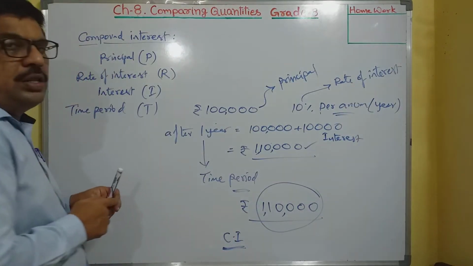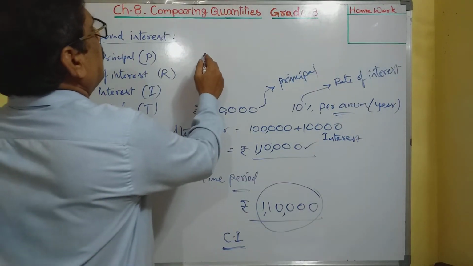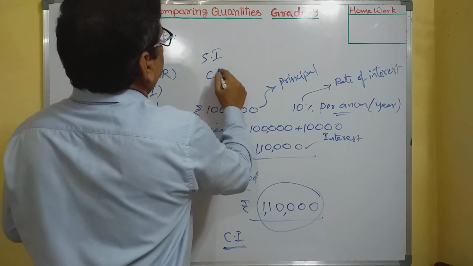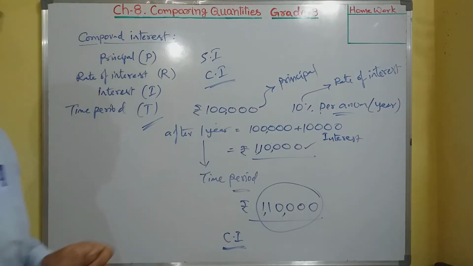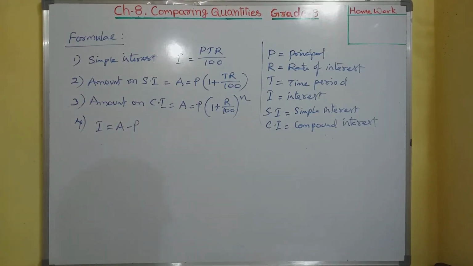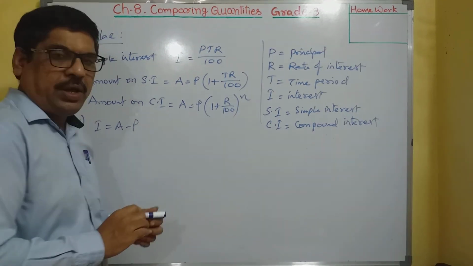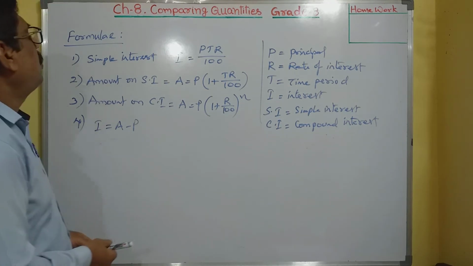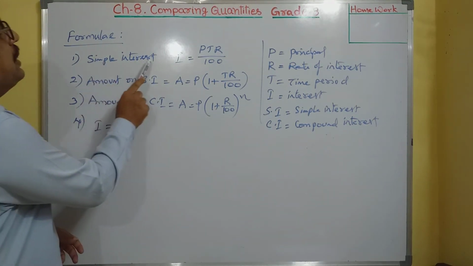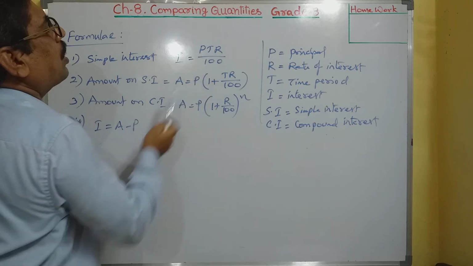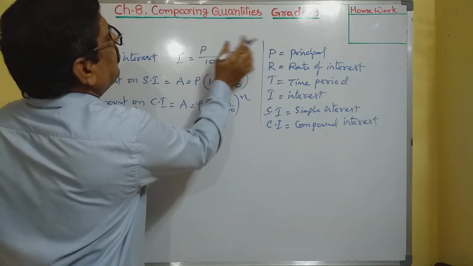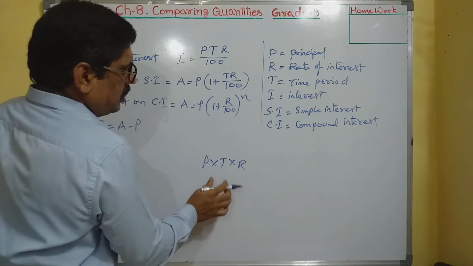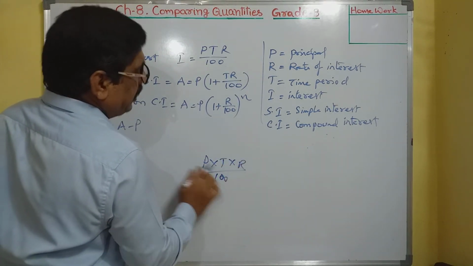So let us learn the formula about the simple interest and compound interest. We need to learn these formulae before we go to solve the problems from the exercise 8.3. Now look at this. The first formula, simple interest, I is equal to PTR by 100. Here PTR means P into T into R, P into T into R by 100. Simply we will write as PTR by 100.